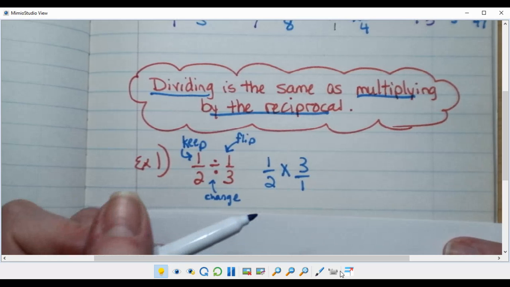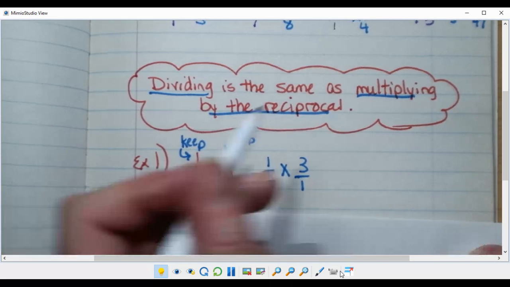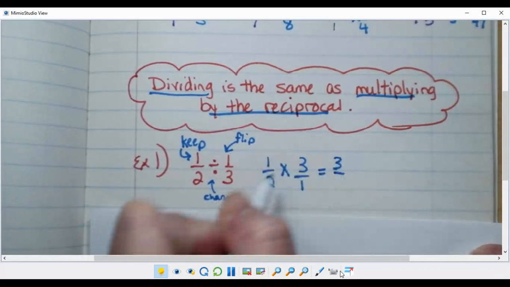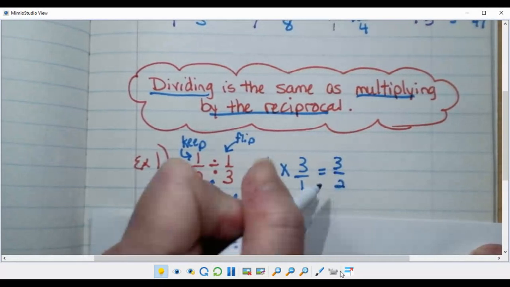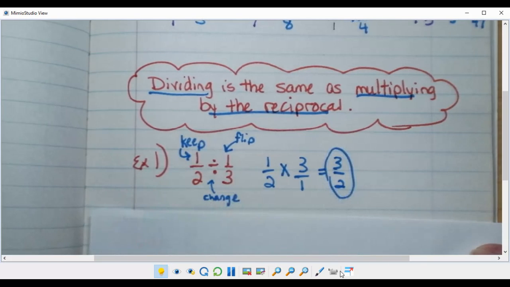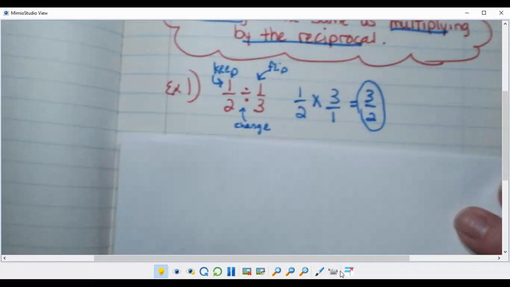Then it's like multiplying the fractions like we've been doing for a couple days. So I'll go straight across. 1 times 3 is 3. 2 times 1 is 2. That is my answer. It cannot be simplified, and I don't have to switch it to a mixed number. And actually, for what you're going to do today, I'm going to ask you to keep them in this form. All right, let's try another one.